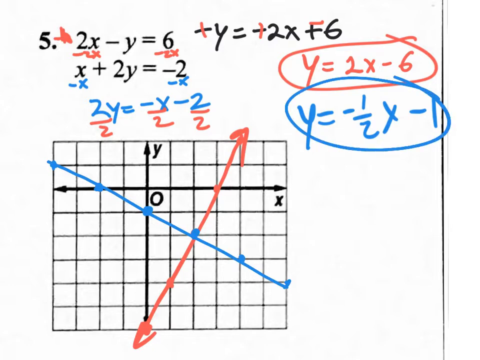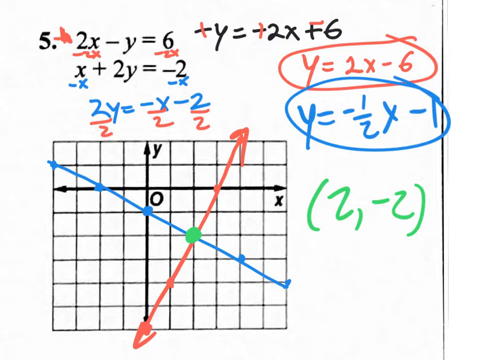So we want that point in common. That would be right here, that location. That location is 2 on the x, negative 2 on the y. So my answer is 2 on the x, negative 2 on the y: (2, -2). Of course, these answers should match the answers provided.